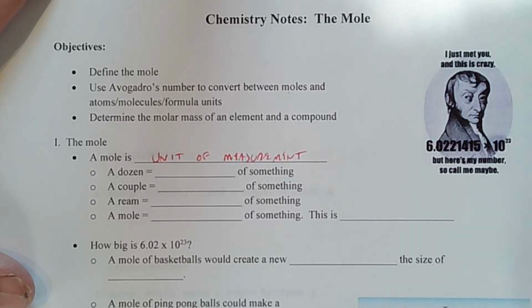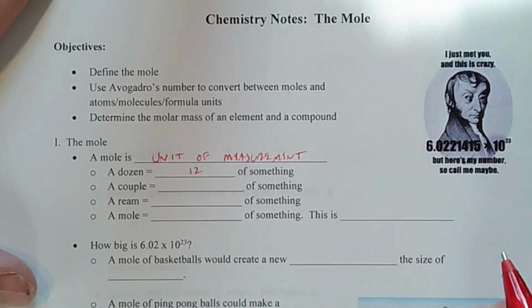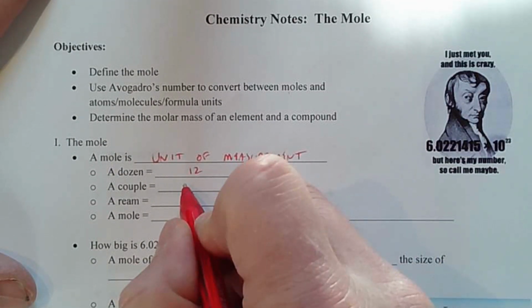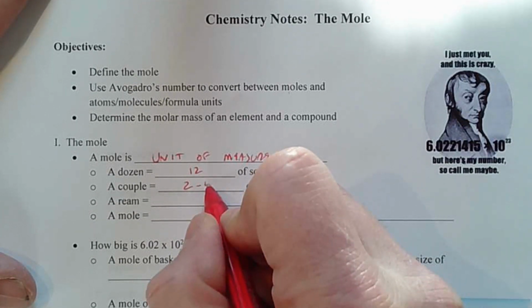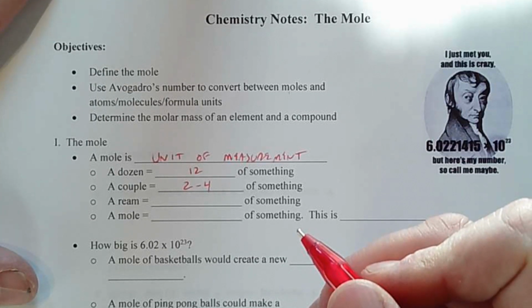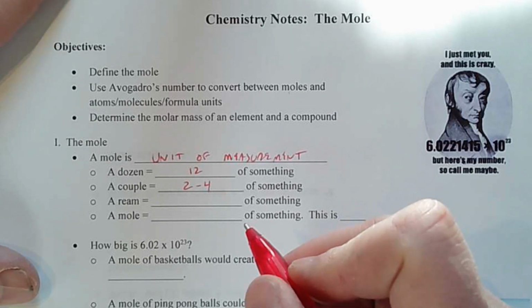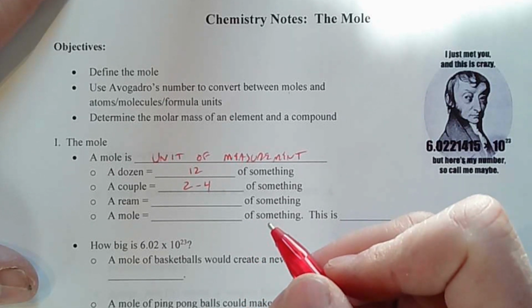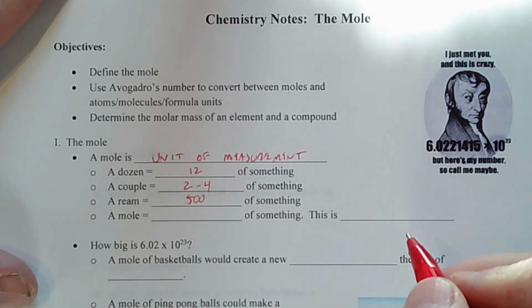And it's very similar to some of these other units of measurement, where a dozen typically means 12 of something. A couple, depends on the context, could be 2, 3, possibly 4. If you said, I'm going to meet my friend in a couple of hours, that doesn't necessarily always mean 2 in that context. A ream just means 500 of something.